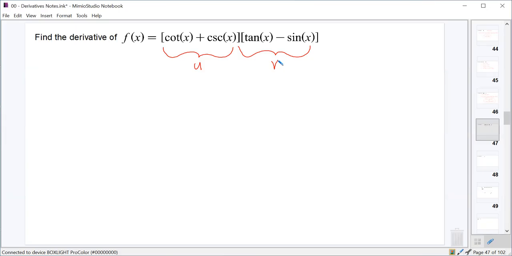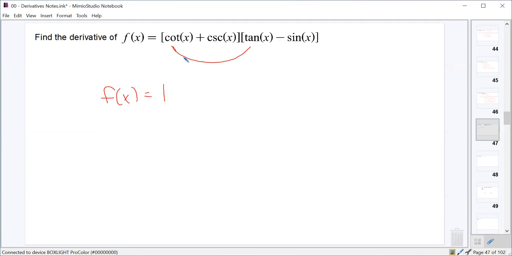It's usually best to try and simplify any trig expressions that you have before you try and take a derivative. So I would just distribute all this out. Cotangent x times tangent x. Well, cotangent is 1 over tangent, so that's like tangent over tangent. That's just 1. So f of x is going to start off as 1.